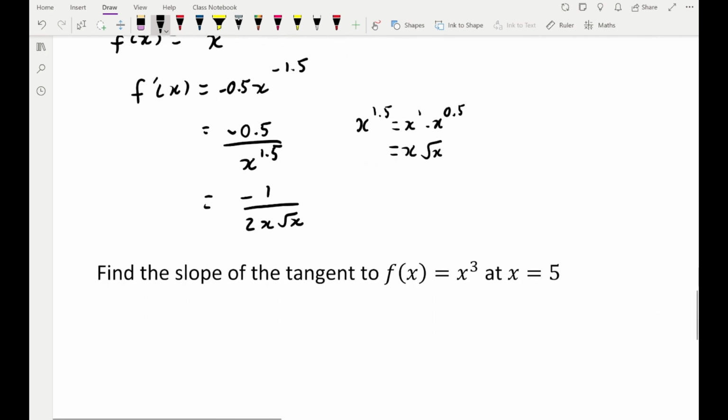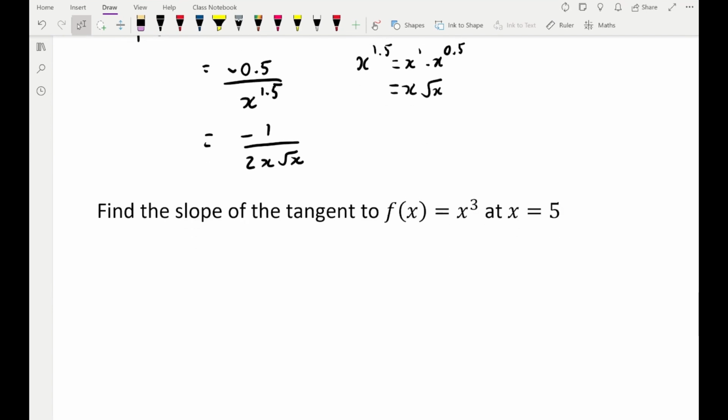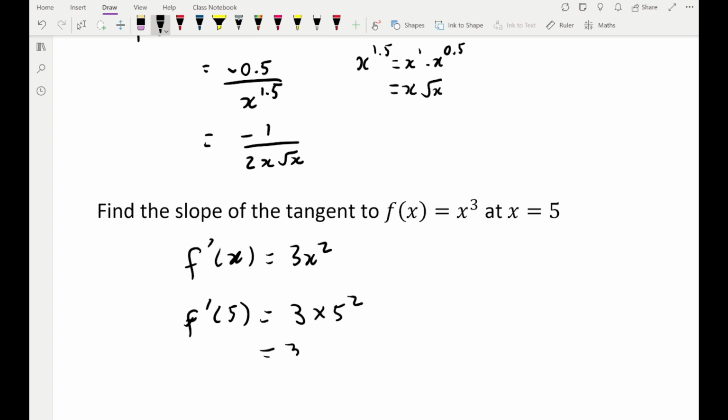All right, next, find the slope of the tangent to that function at x equals 5. So first we need to just find the derivative, which is 3x squared. And if they're asking for the slope of the tangent, what they mean is what is the derivative at the value of 5, f'(5). So that's 3 times 5 squared, which is 3 times 25, which is 75.